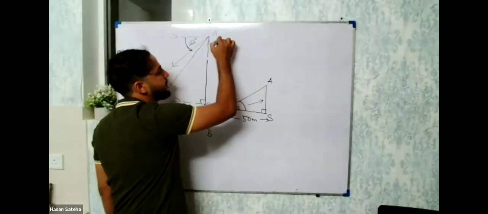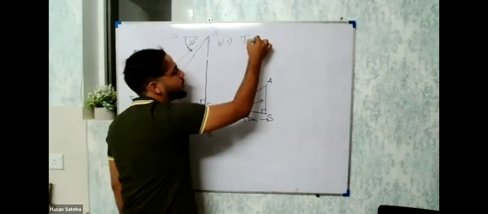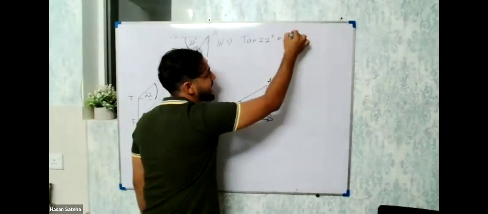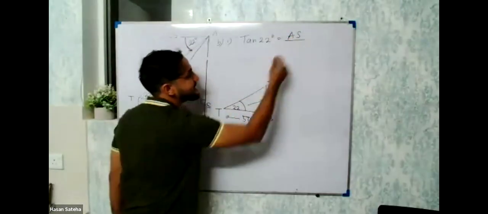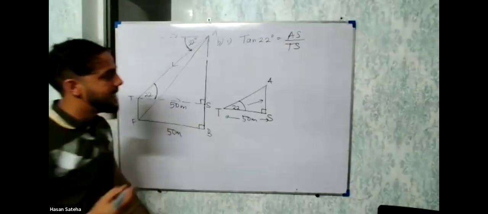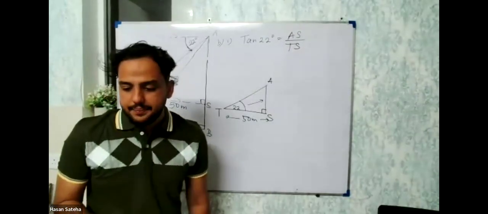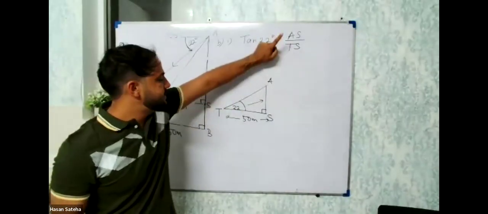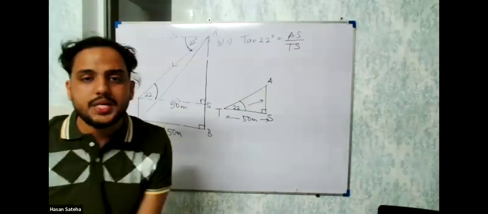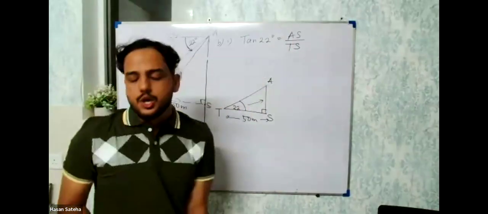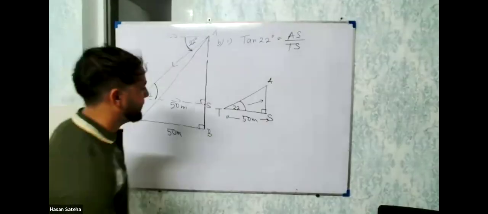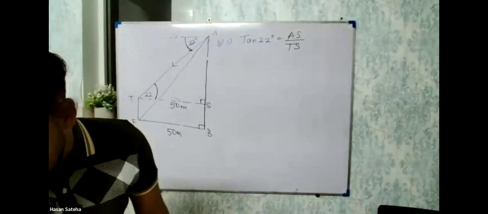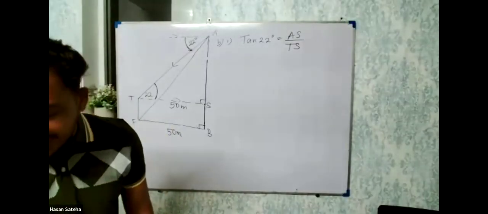Now we can use B part Roman number 1. We can say tan 22 degrees, tan of this angle, is equal to the opposite, that is AS, divided by the adjacent, that is TS. AS divided by TS here. Now we can find this tan 22 using the trigonometric table. This TS value is known, given in the question. Then if you cross multiply here, you can find the value of SA. Now, using your trigonometric table, quickly take it out if you have it. Find the value of tan 22.